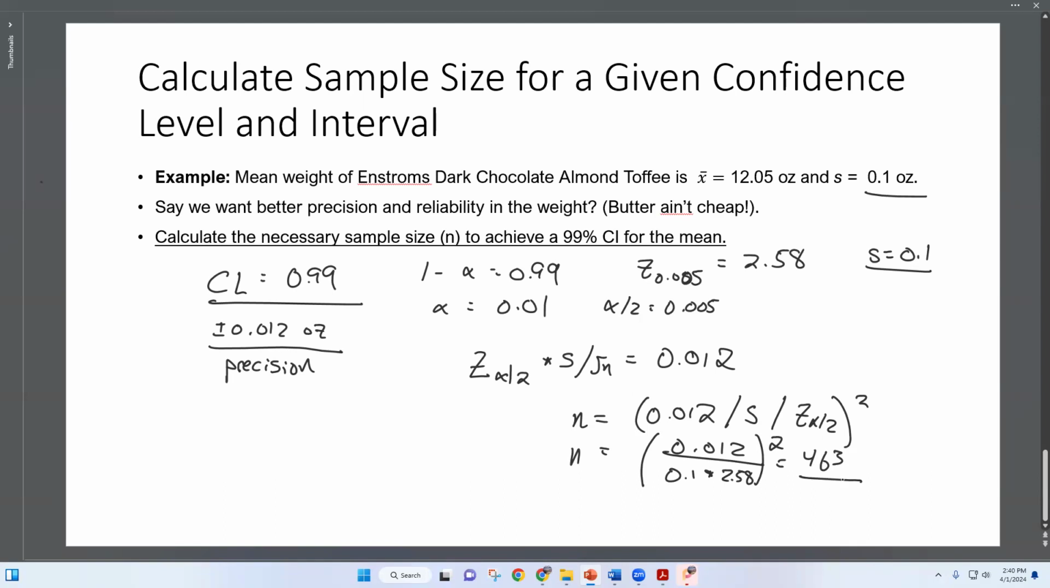So that's a lot of sampling we need to do. We're going to have to take all those samples home and save some and give them to friends. So you can see very quickly, if you want higher precision, your sample size can go way up. That's all for our large sample confidence levels and interval lecture.